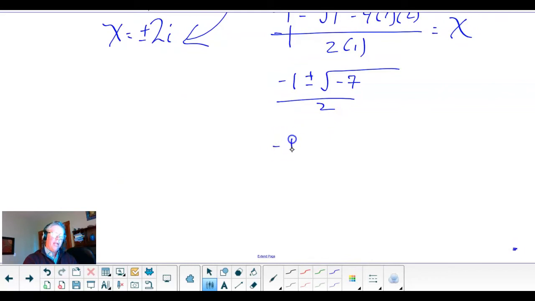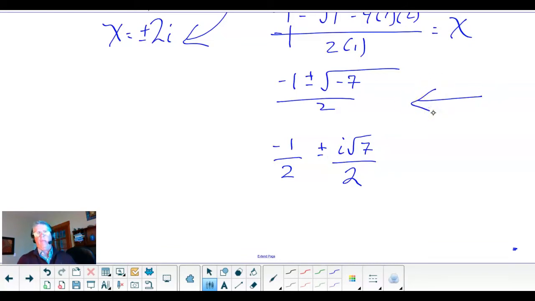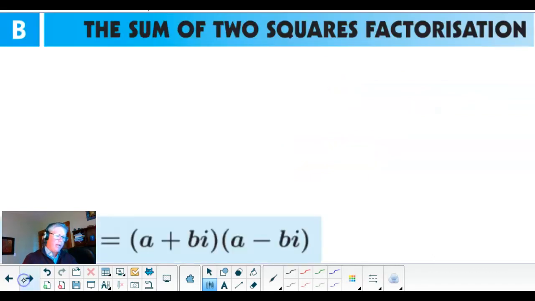And so we get -1/2 plus or minus i times the square root of 7 over 2. That's weird. Why don't I leave it just like that? I can. But when we get used to complex numbers, it's really important to recognize what's the real part and what's the imaginary part. So there are two values that I could plug in for x into that original quadratic and it would work. I'm not going to ask you to do that right now.